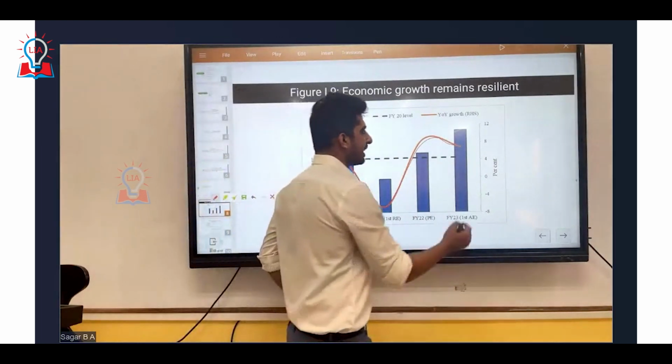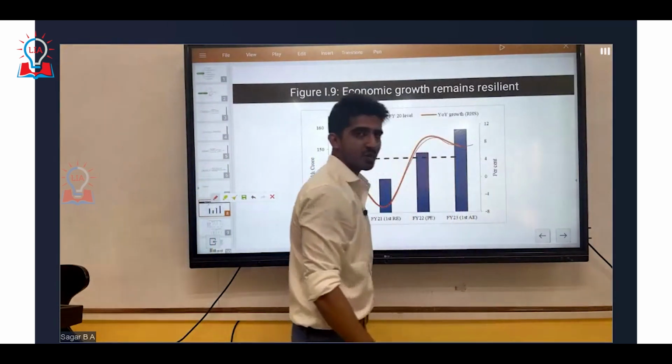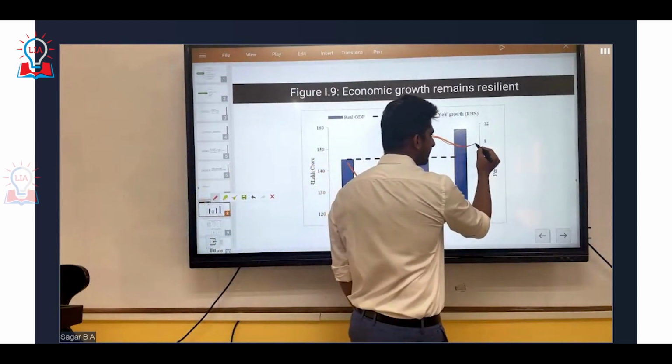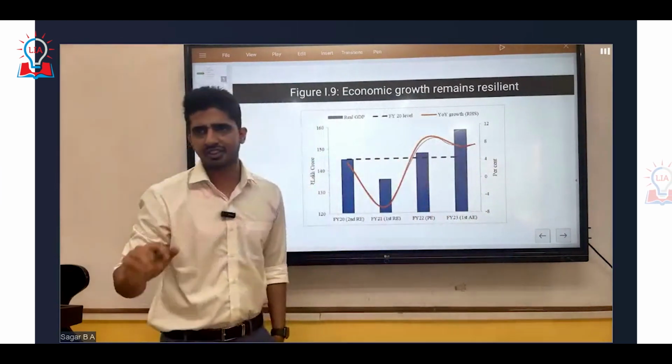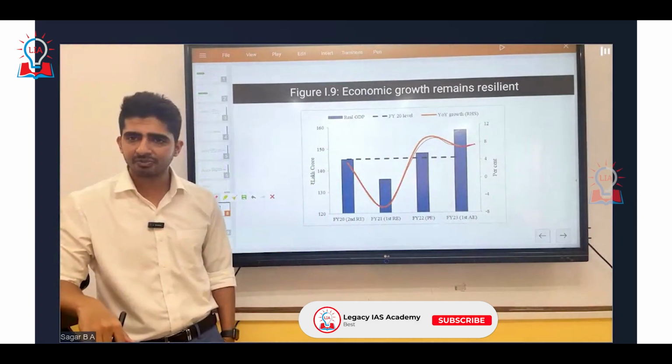We are saying that this is going to remain almost the same in the upcoming year as well. FY24, the graph is going to continue like this. Probably like this, at the same level almost. Around 7%. This is what we are saying.